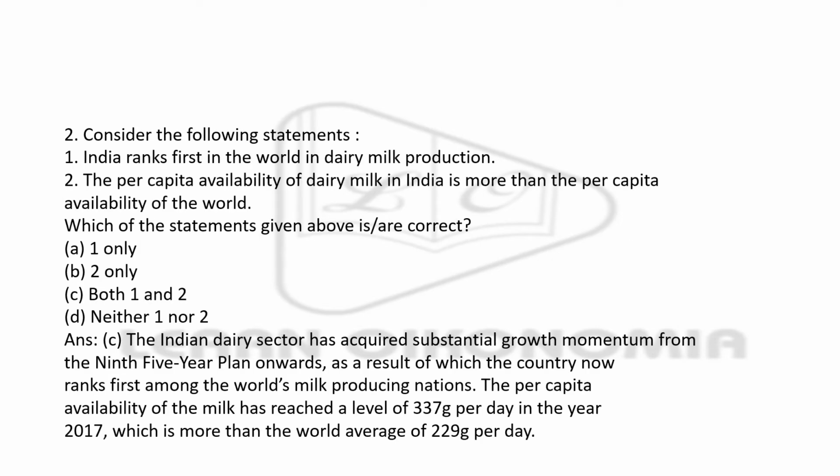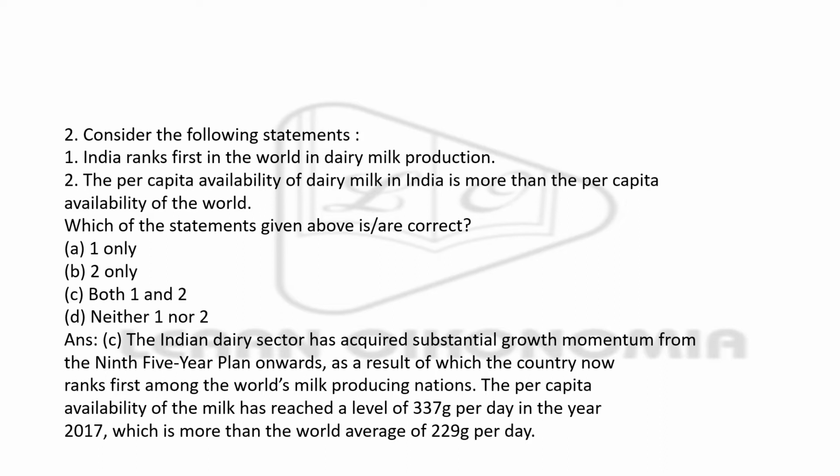Again, in the second question, you are given two statements. This is with respect to dairy production. The first statement is India ranks first in the world in dairy production, and the second is the per capita availability of milk in India is more than the per capita availability of the world. You have to see which of the statements given here is or are correct. Here also you can see that both these statements are correct. The right option is option C.